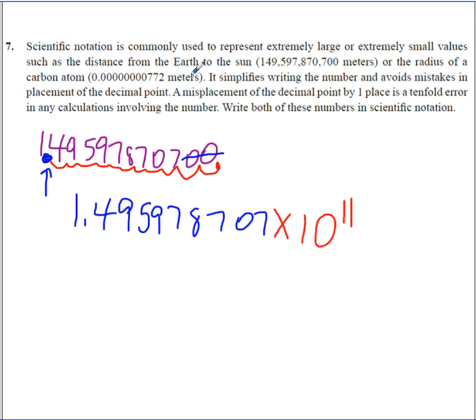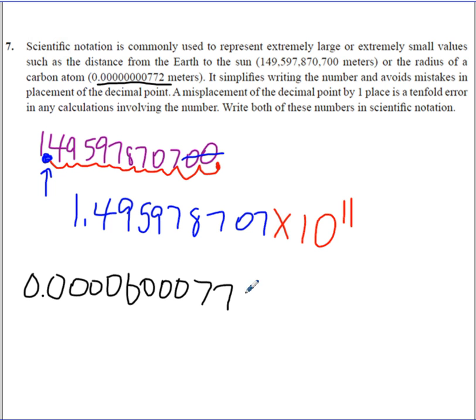But if we look at the radius of a carbon atom, this is a pretty tiny number here, and that's going to be a bad thing. I do not want my bank accounts to look like that, so we're going to use a negative exponent for that. So we have 0. Let's count how many we have. 1, 2, 3, 4, 5, 6, 7, 8 zeros after the decimal, and then 7, 7, 2.